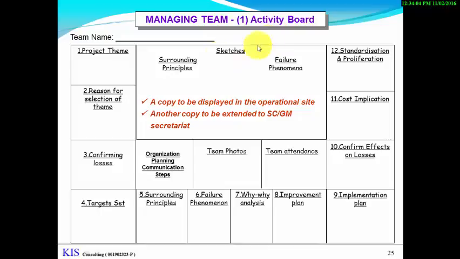First of all, we have created an activity board which provides these particular segments in a board, either a whiteboard or a chipboard, displayed in a place where team members can view it. Here are the segments that you need to provide for the 12 steps in the DMAIC process. The size of it should allow an A4 size paper to be pasted on it or slotted in a pocket.